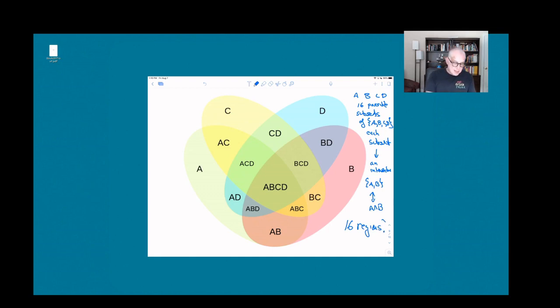And now let's count them. So here's 1, 2, 3, 4, 5, 6, 7, 8, 9, 10, 11, 12, 13, 14, 15. Where's the 16th? Well, remember that one possibility is that you might have the subset consisting of the empty set, which would be the intersection of none of these sets. And that's this region out here. Here's 16. So this diagram does include all the 16 possible intersections.